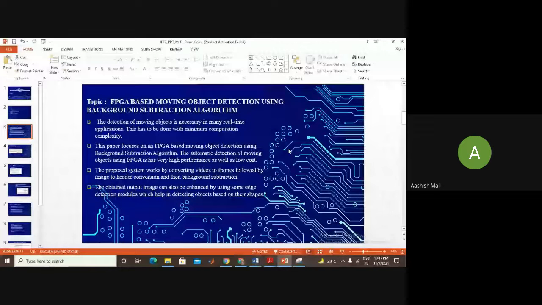Basically, this is our topic name: FPGA based moving object detection using a background subtraction algorithm. Basically, we detect moving objects in our video. Firstly, we create a video, and after that we divide that video into multiple images, and those images pass through an FPGA structure, and the FPGA will detect them automatically.